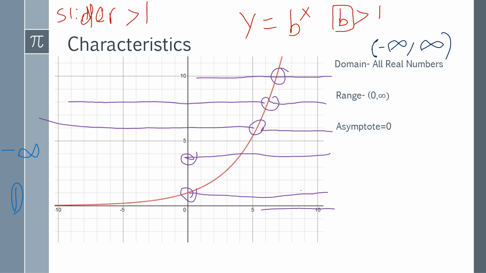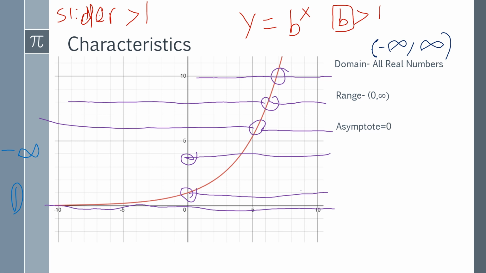But at 0, it looks like it's touching, but it doesn't. But it will later on, like down far, far away. So the asymptote is 0 because when we draw the line at 0, it approaches 0, but it doesn't touch it immediately.